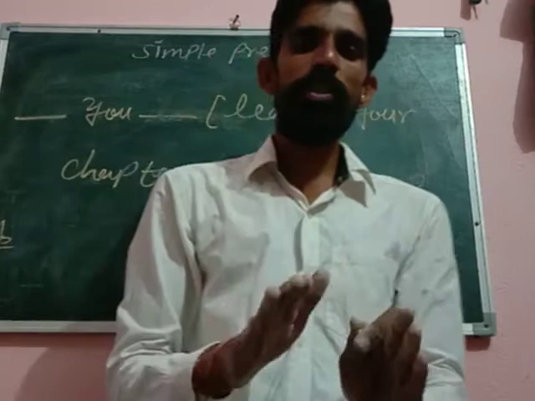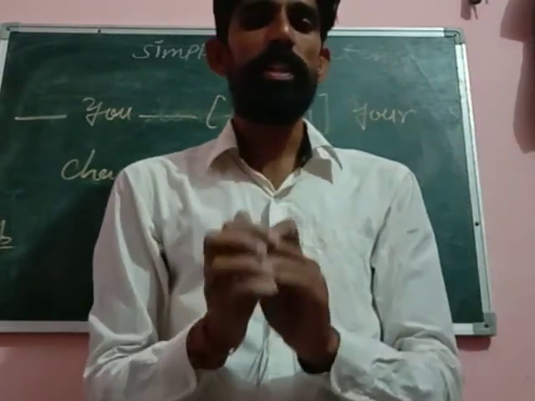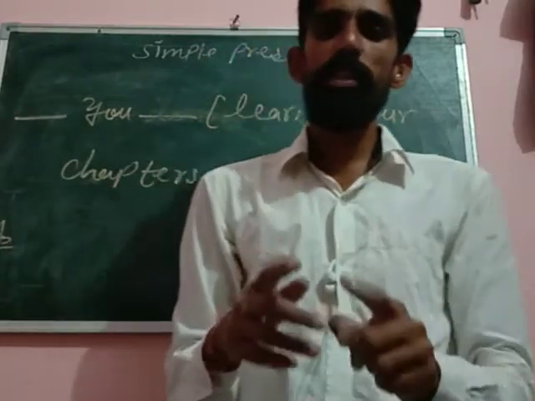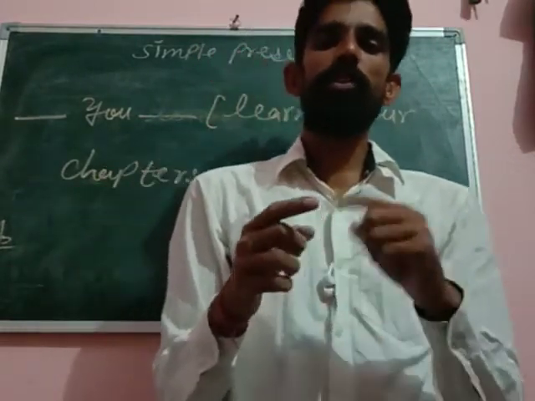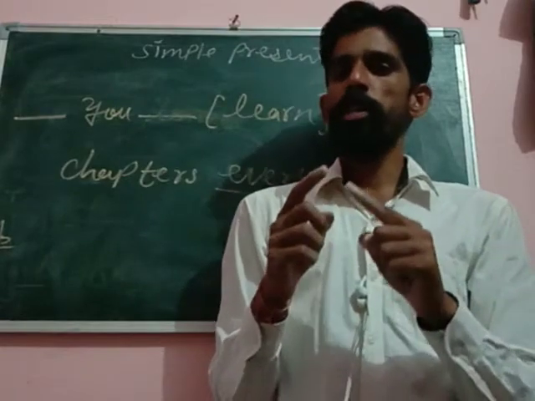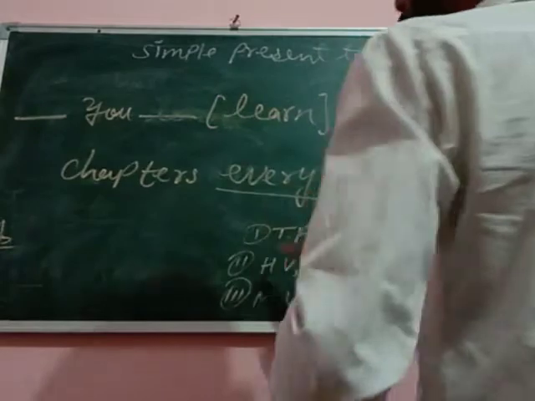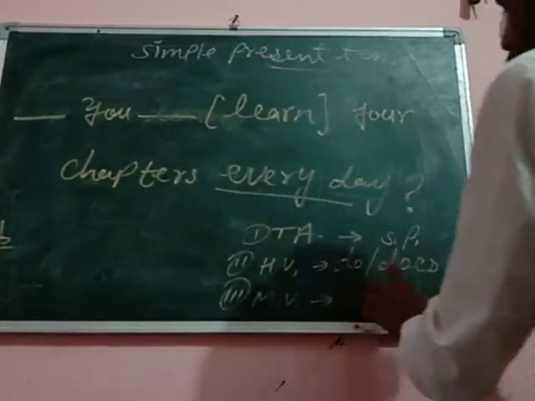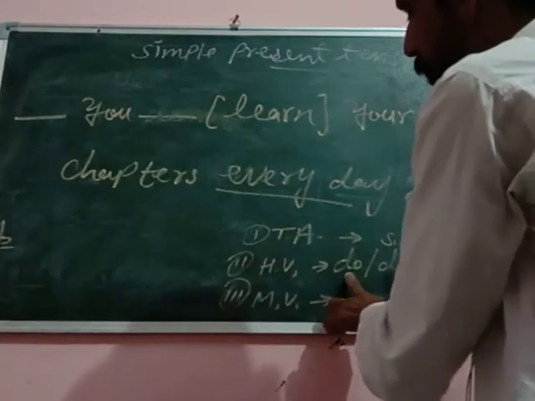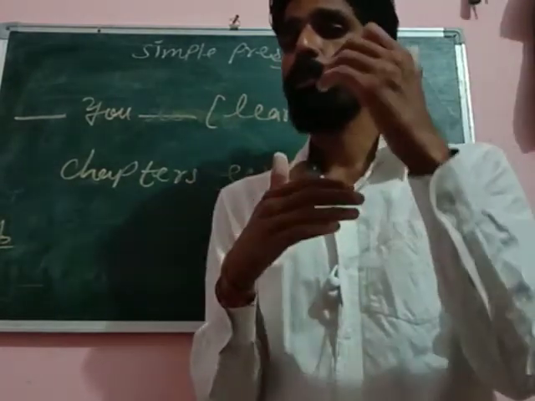No, we do not use any helping verb in the affirmative sentences of simple present tense, but we use helping verbs in negative and interrogative sentences of simple present tense. Remember this. And which helping verbs are used in negative and interrogative sentences of simple present tense? Do or does. Do is used with plural subject. Plural subject means subject more than one.